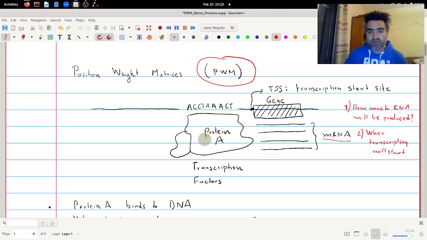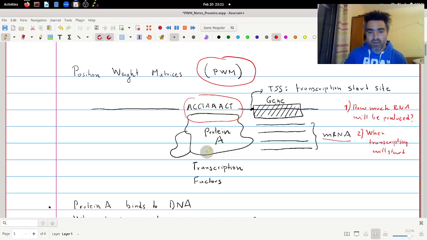And a player in this regulatory machinery is the transcription factor. A transcription factor is a protein, this protein A for example, that can bind to DNA. So here you have a binding between DNA and this protein, and when this protein is bound to the DNA, usually before the TSS, the transcription start site, then transcription of the gene may start and mRNA is produced. So the regulation of the gene transcription is achieved by the protein A here, the transcription factor.